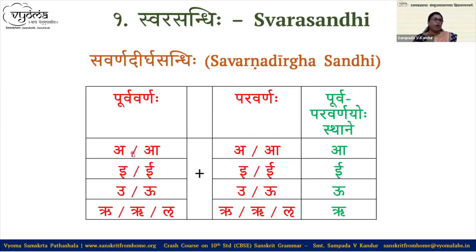Suppose in Purvavarna, here is A or Aa, and here A or Aa. So there are 4 possible combinations. What are those? A plus A is equal to Aa, A plus Aa is equal to Aa, Aa plus A is equal to Aa, Aa plus Aa is equal to Aa. Are you getting what I have done?